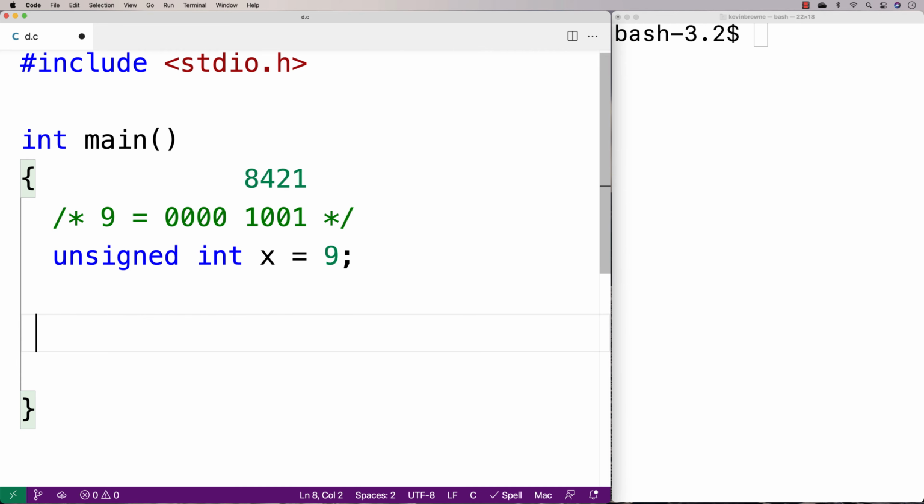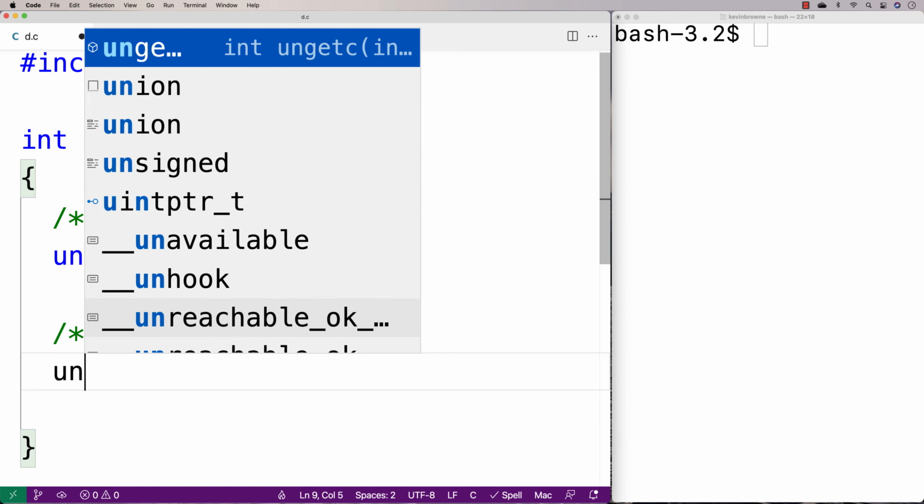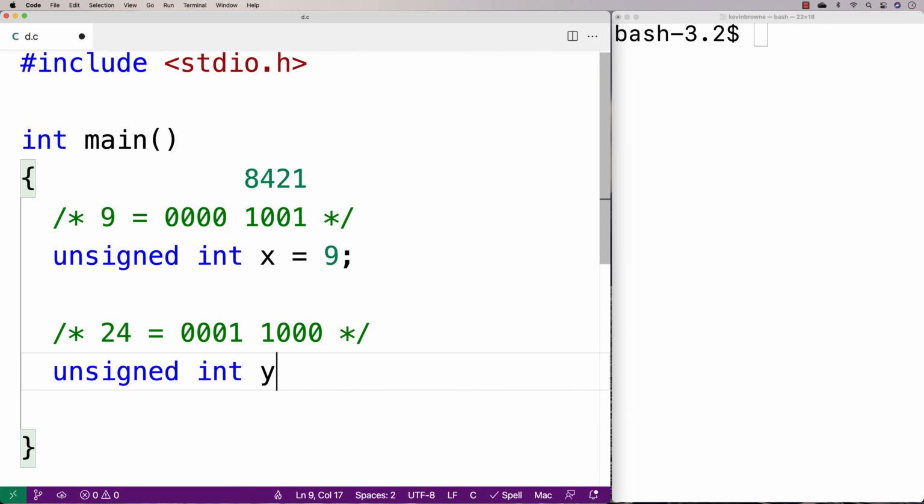So that's 9. We'll make another number here. We'll say 24 is equal to this. It's going to look like this: 1 1 0 0 0, and we'll say unsigned int y is equal to 24. And the reason why 24 is represented like this is because this digit here is worth 8, just the same as this one here, right? And this digit here is worth 16. That's the next power of 2, 2 to the power of 4. And 16 plus 8 gives you 24. So that's why 24 looks like this in memory.